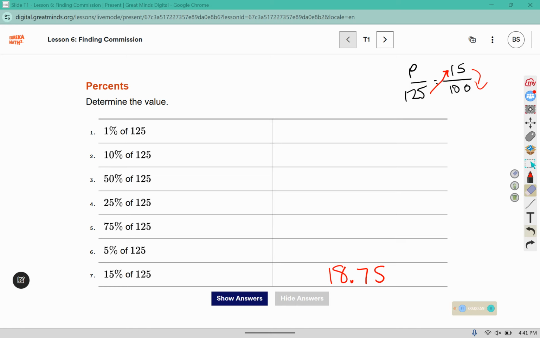All of these problems are pretty much the same. The only thing that's going to change is the percentage. So for this first one, we would put 1%, cross multiply and divide, then we would do 10%, and so on. But the whole remains 125 for all.